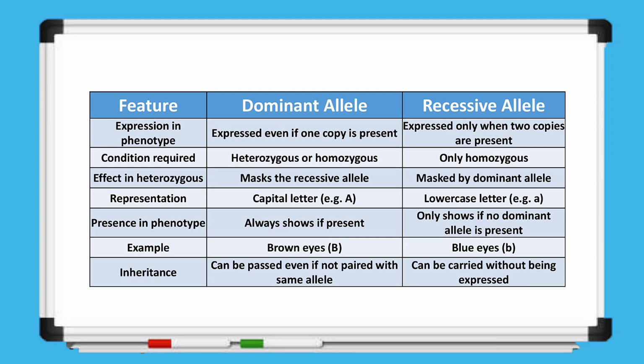The recessive allele is only expressed in the phenotype when two copies are present, meaning in a homozygous condition. In a heterozygous condition, its effect is masked by the dominant allele. It is represented by a lowercase letter such as small a. A recessive allele is only seen when no dominant allele is present, for example blue eyes, where both alleles are small b. It can be carried without being expressed and still passed on to future generations.